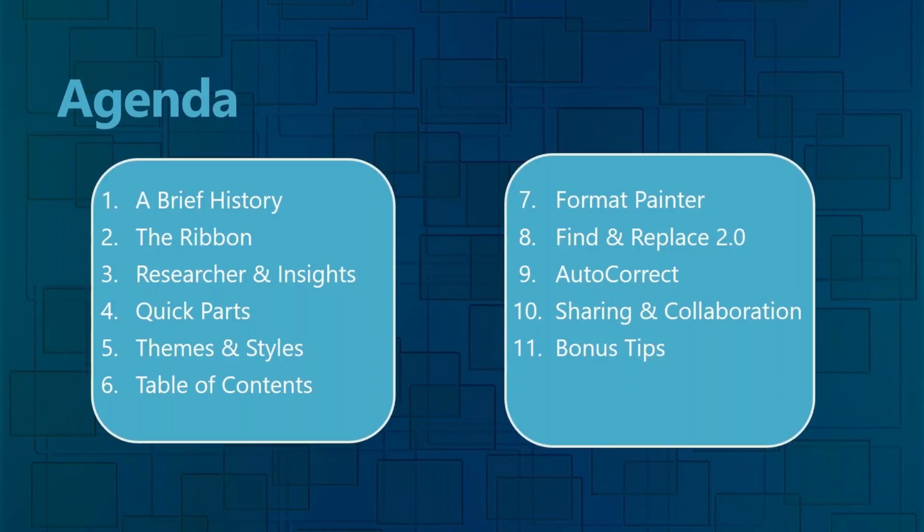We'll do a quick history on the product itself, and then we're going to go into these topics that you can see. So we're going to cover the ribbon and how to customize it. We're going to talk about Researcher and Insights. We're going to go into how to set and use quick parts. We're going to take a look at the themes and styles, show how to create a table of contents automatically. We're going to explore Format Painter, show how to use the updated version of Find and Replace. We'll show you how to customize autocorrect, get into a little bit of sharing and collaboration, and then I've got a few bonus tips for you as well.